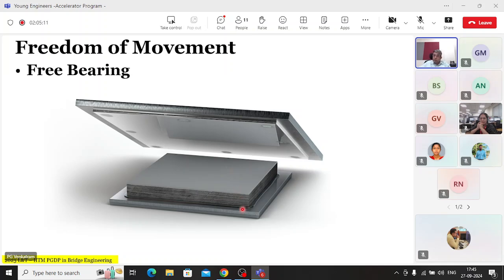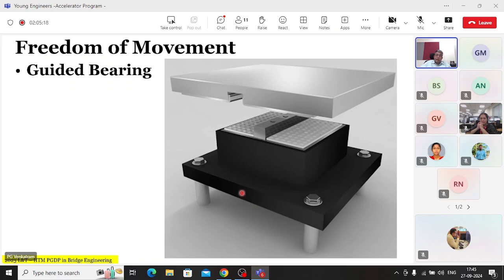This is a very typical rubber bearing, elastomeric bearing. The other types of bearings will come. This is the simplest of the bearings, you can see. And this is the guided bearing, wherein what you do is this Teflon is split into two halves. You have a guide like this so that it prevents translation in that direction but allows movement in this direction. This is a typical arrangement for a guided bearing.